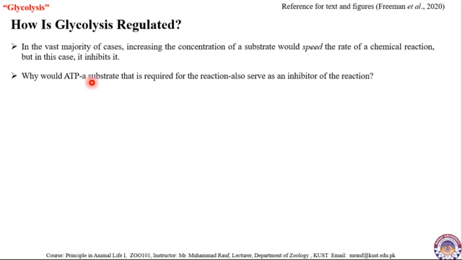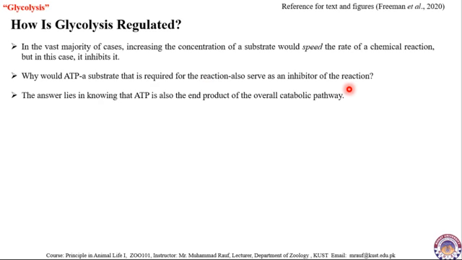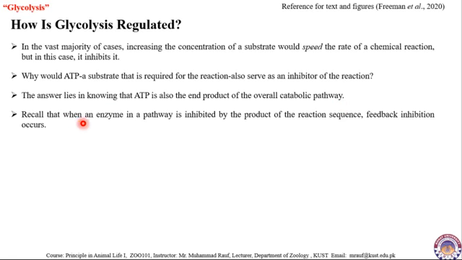Why would ATP, a substrate that is required for the reaction, also serve as an inhibitor of the reaction? The answer lies in knowing that ATP is also the end product of the overall catabolic pathway. So recall that when an enzyme in a pathway is inhibited by the product of the reaction sequence, feedback inhibition occurs. So what is feedback inhibition? When one of the products of the pathway acts as a regulator on this pathway.